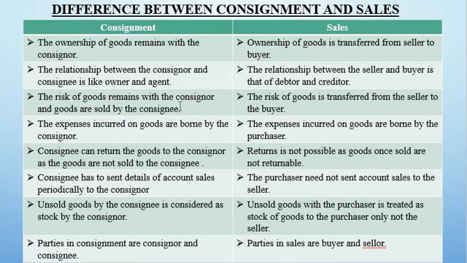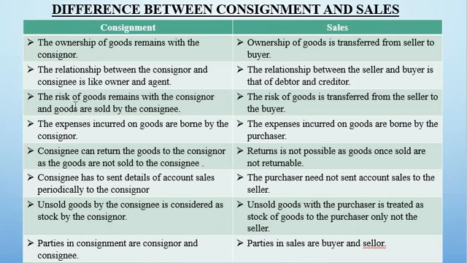The risk of goods remains with the consigner and the goods are sold by the consignee. Who is bearing all the risk of the goods? In the previous class we have checked, when the account sales is prepared, all the expenses made on the goods are borne by the consigner. So any risk relating to the goods is borne by the consigner and not by the consignee. Only the goods are being sold by the consignee, but the risk remains with the consigner only.